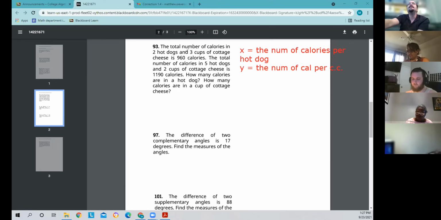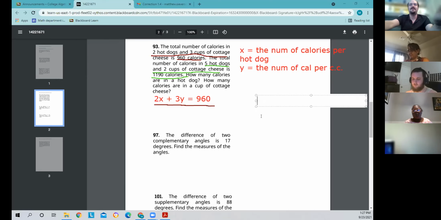So the first equation, 2 hot dogs and 3 cups of cottage cheese equals 960 calories, I turned into 2x plus 3y equals 960. And the second part I turned into 5x plus 2y equals 1,190. I want to make sure everyone sees where we're getting these equations from. 2 hot dogs and 3 cottage cheese is 2x and 3y, and that gives me 960. 5 hot dogs and 2 cottage cheese is 1190. So 5x and 2y equals 1190.